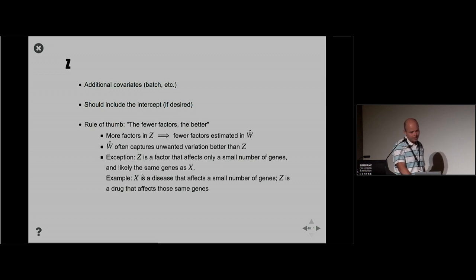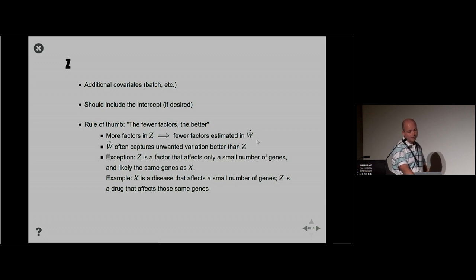Z is any other covariates that you want to include in your model. So these things might be known batches, known labs, things like that. The intercept is included automatically in Z, although you can remove it if you want. And then there's a similar rule of thumb for what to include in Z. And much like X, the rule of thumb is the less you put in it, the better, actually. Again, the reason is the more you put in the Z, the fewer degrees of freedom that are left available to estimate your W.